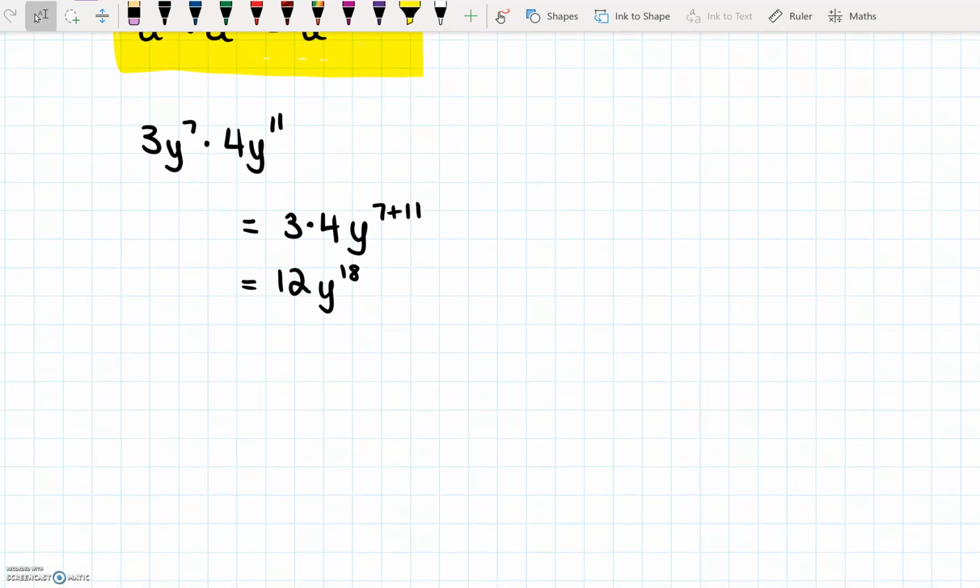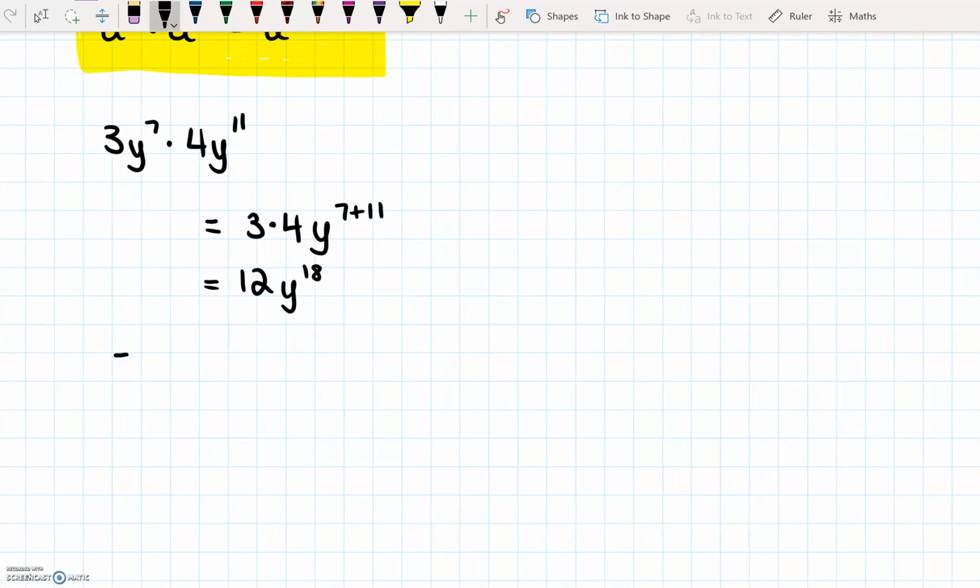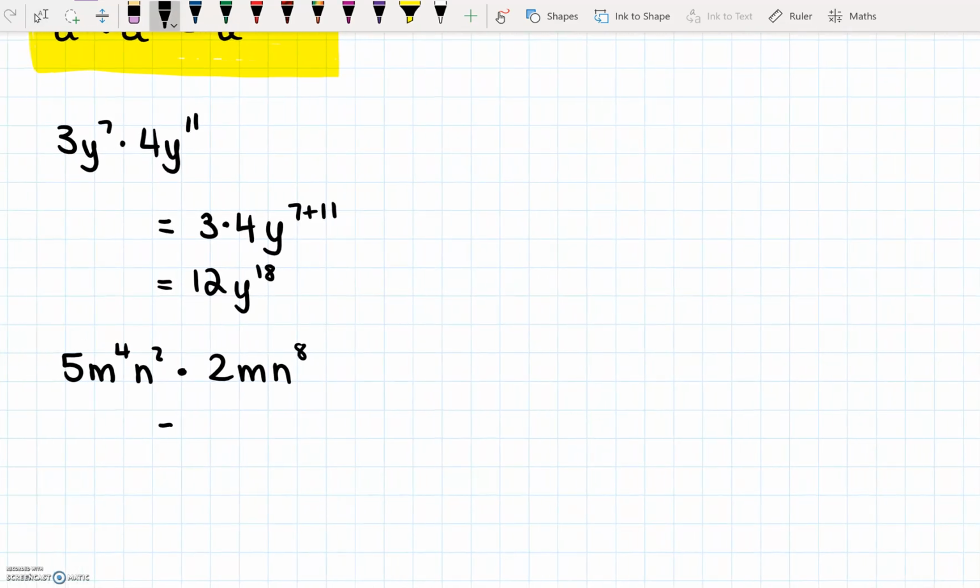Let's try a slightly harder one. 5m to the power of 4n squared times 2mn to the power of 8. Okay, so again, we start by multiplying the coefficients. So our coefficients here are 5 and 2. So 5 times 2. Now here you have to be careful because we've got two letters. We've got m and n, both the variables. So our first variable m is going to be the power of 4 plus.